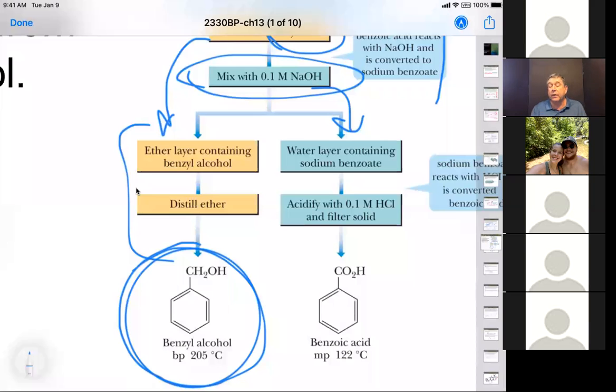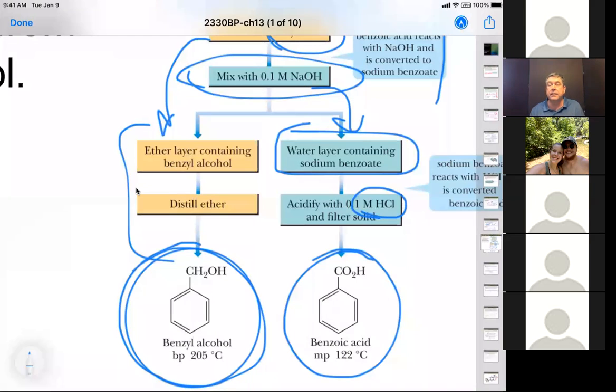Okay. However, in the water layer here, it's the salt, which means we have to re-acidify the solution with some strong acid. And when we re-acidify the solution, it actually comes out of the water layer now because it's not soluble in water anymore. And we can just filter off the solid and isolate that system. So we can use that physical property of acidity and the strength of the pKa's to isolate and separate these different functional groups.